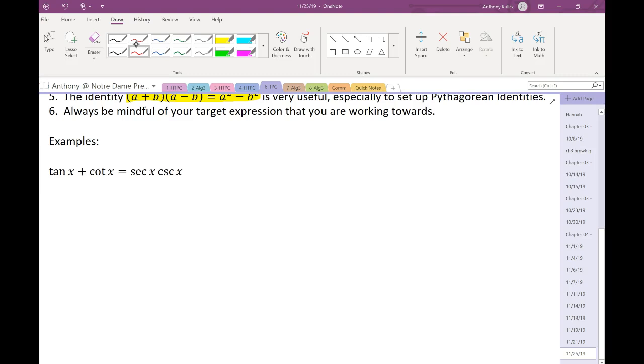Hannah? Okay, so Hannah's saying maybe I'll rewrite cotangent as 1 over tangent. Okay, that seems reasonable. We can do that.